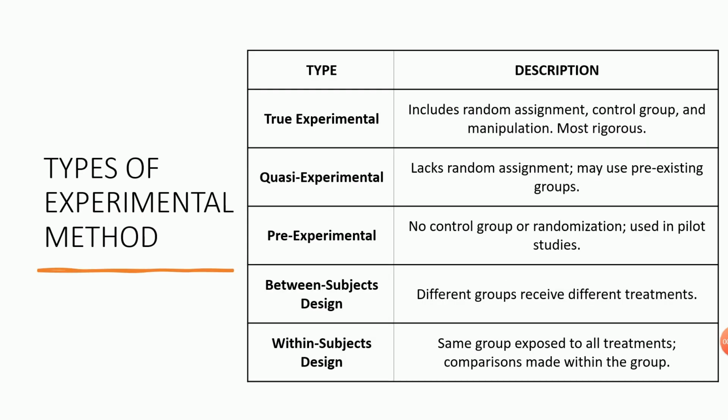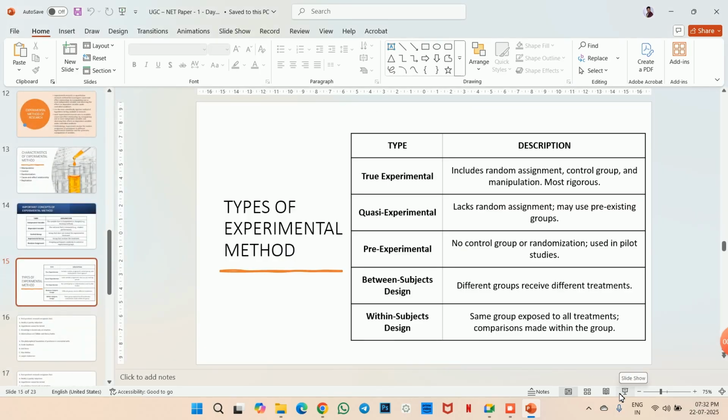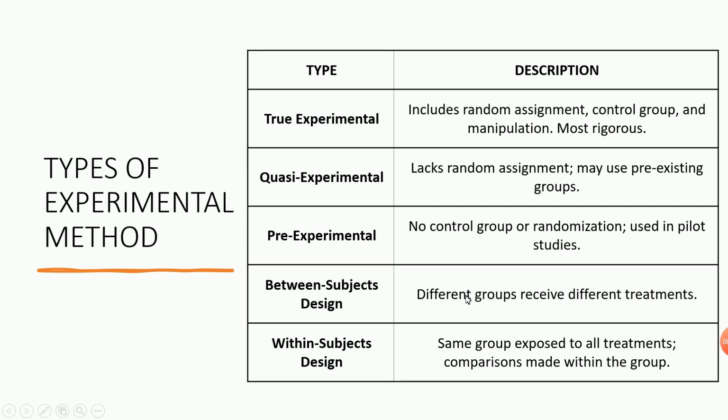Then the types of experimental method: true experimental, quasi-experimental, pre-experimental, between subjects design, and within subjects design. These are the different types of experimental methods. True experimental includes random assignment, control group and manipulation, and is the most rigorous method. Quasi-experimental lacks random assignment and may use pre-existing groups. Pre-experimental has no control group or randomization and is used in pilot studies. Between subjects design means different groups receiving different treatments. Within subjects design means the same group is exposed to all treatments, with comparisons made within the group. So these are the different types of experimental method.